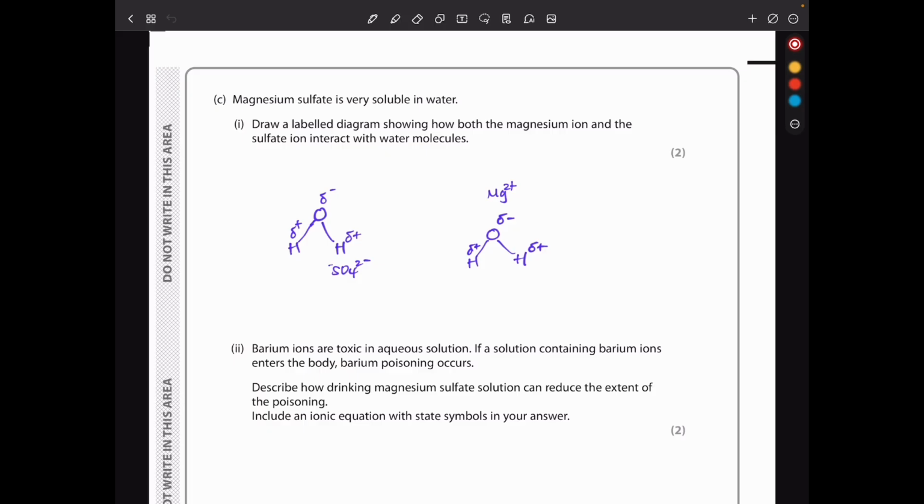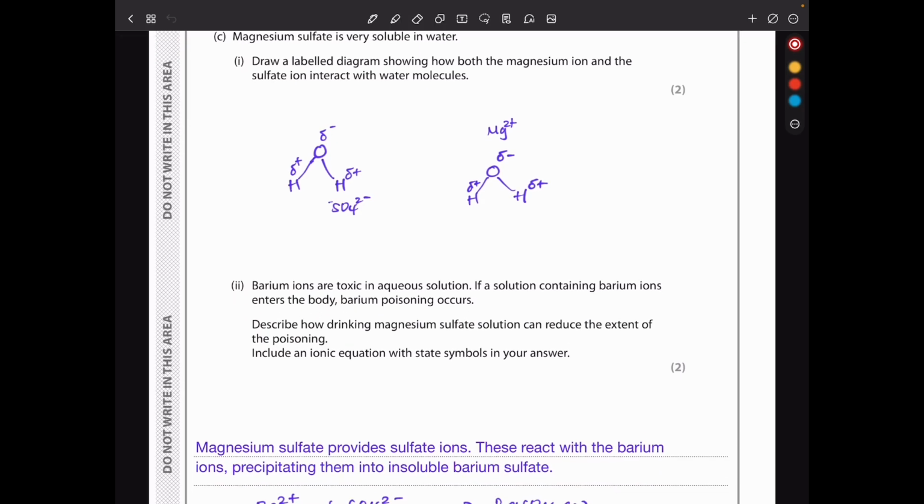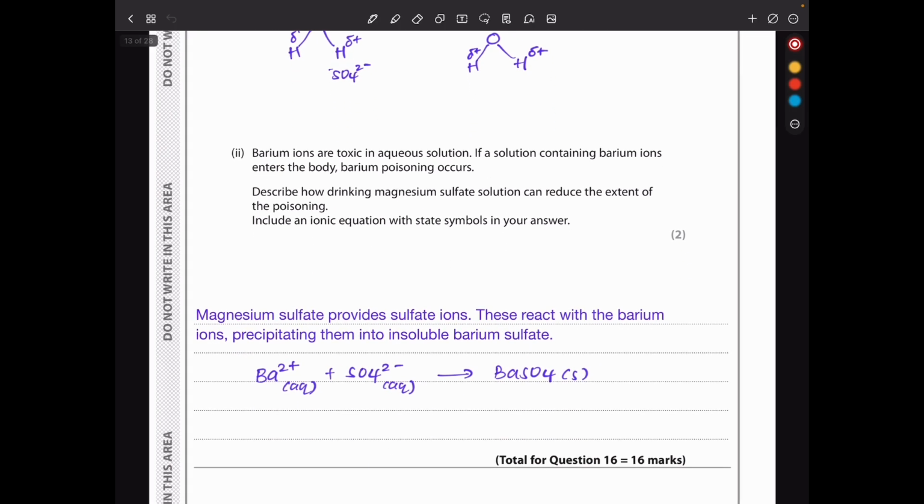And in part C, magnesium sulfate is very soluble in water. Draw a labelled diagram showing how both the magnesium ion and the sulfate ion interact with water. Water is polar. We have the partially positive hydrogens and the partially negative oxygen. So the negative sulfate will be closer to the partially positive hydrogen, and the positive magnesium is going to be closer to the partially negative oxygen.